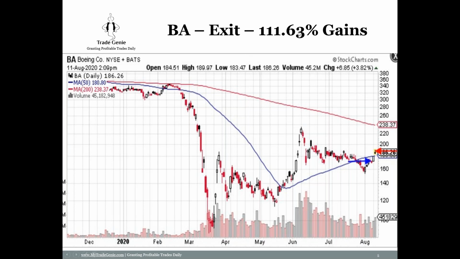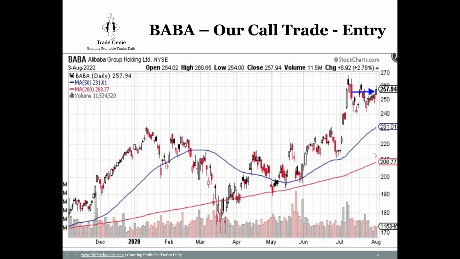So it's good to have a 112% gain. We locked it when it jumped above the 50-day moving average. Here is Baba. These days Baba is running up a lot. So this was our Baba entry. We went long at 257, once it closed and showed that this resistance was conquered.